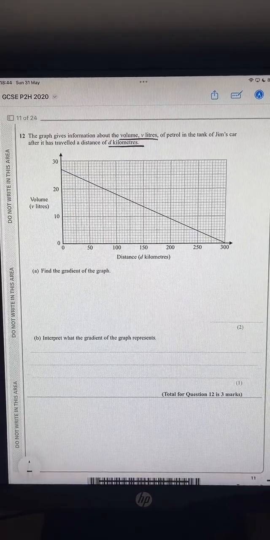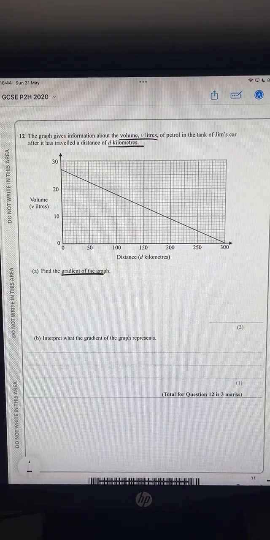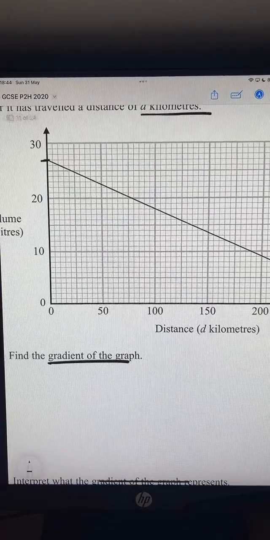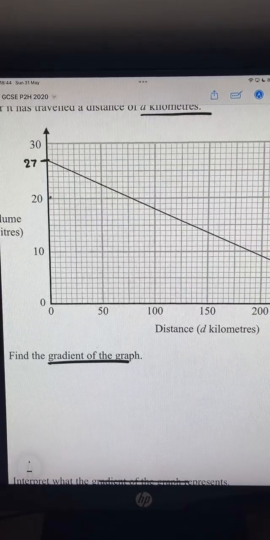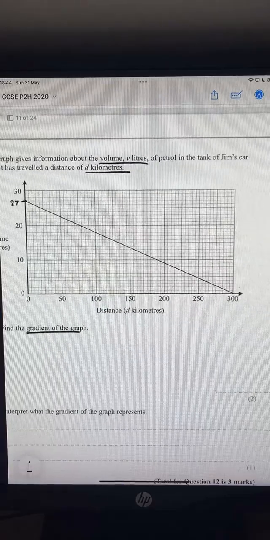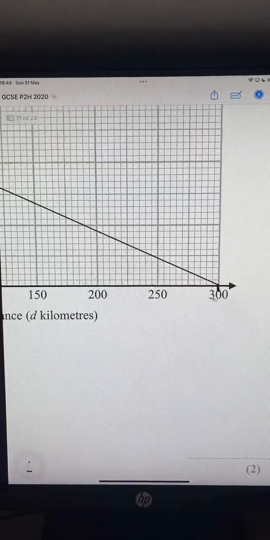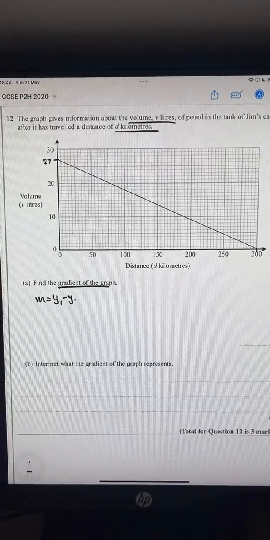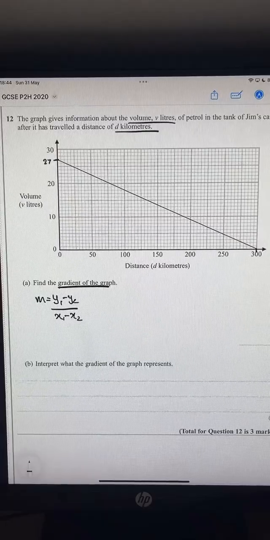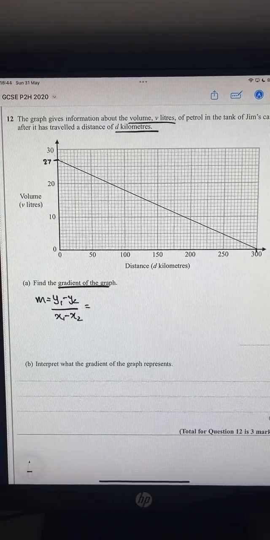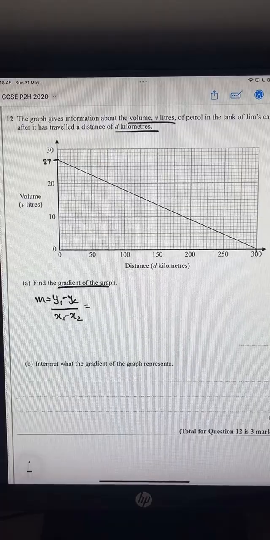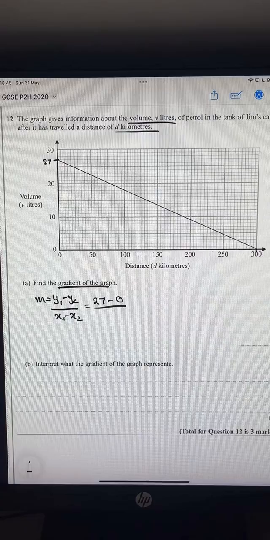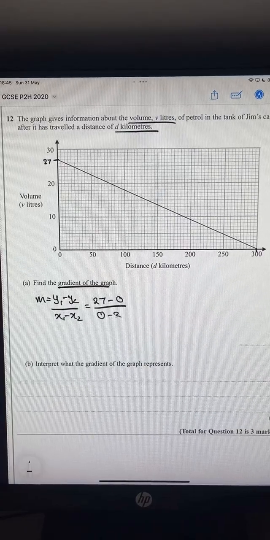So find the gradient of the graph. Well, this one is actually a pretty nice graph they've given us, because if we look at our endpoints, we can see that this comes up here to 27 because each square is 1 unit. And then the part down here comes up to 30. So the gradient is equal to y1 minus y2 divided by x1 minus x2. So let's just say that this is my y1 and x1. So y1 is 27 minus y2 is 0. And then x1 is 0 minus 300.